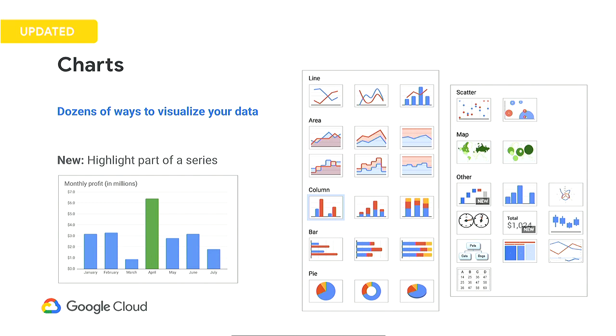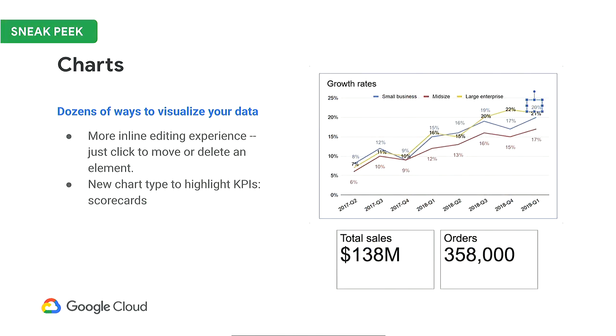But we're not stopping there. We're also improving charts as well. One of the top things that we hear from you is you want to interact with charts in a more natural, native way. Just want to click on a point and drag it, or click and delete. So we're going to be updating charts to allow you to do that more as well. And we're introducing a new type of chart, scorecard charts. So this is a great chart type if you really want to emphasize a key point or a KPI, a key performance indicator in your data set. This chart type allows you to do that.